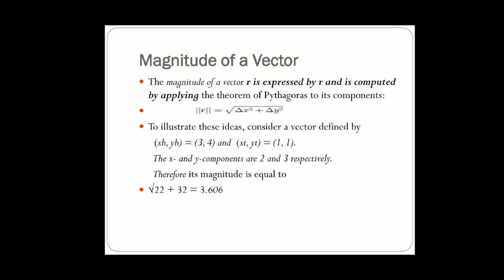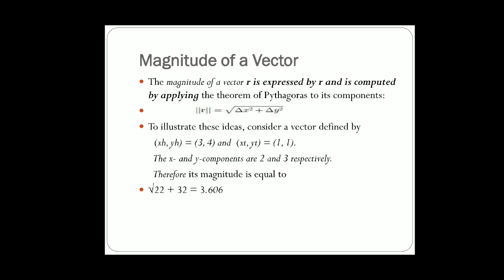To illustrate the ideas, consider a vector defined by xh comma yh equal to 3 comma 4 and xt comma yt as 1 comma 1. The x and y components are 2 and 3 respectively. Therefore, its magnitude is equal to the root of 2 squared plus 3 squared, which is 3.606. So this is totally calculated.